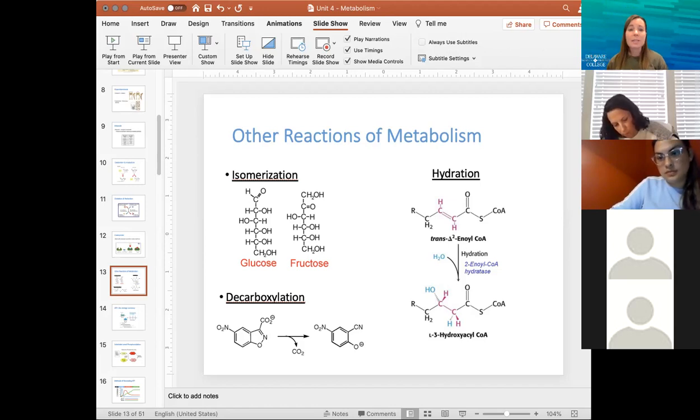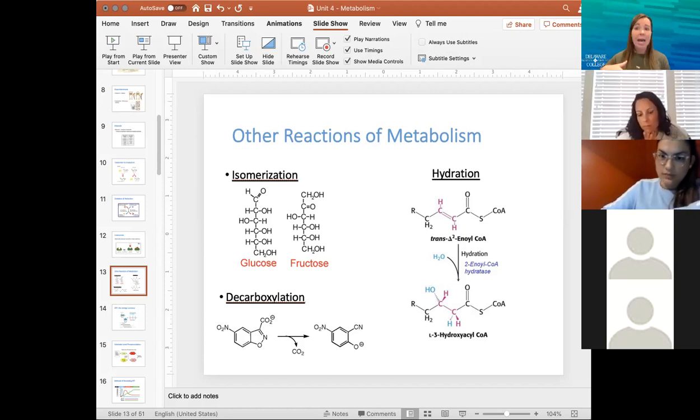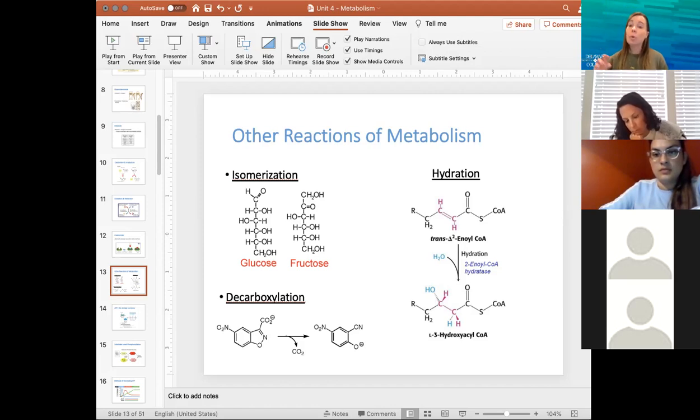Basically, with isomerization you're not changing the chemical formula of the molecule at all, which means you're not adding or removing any atoms. If you start off with 6 carbons, 6 oxygens, and 7 hydrogen atoms, that's what you're still going to have. But what you're doing is rearranging the molecule.